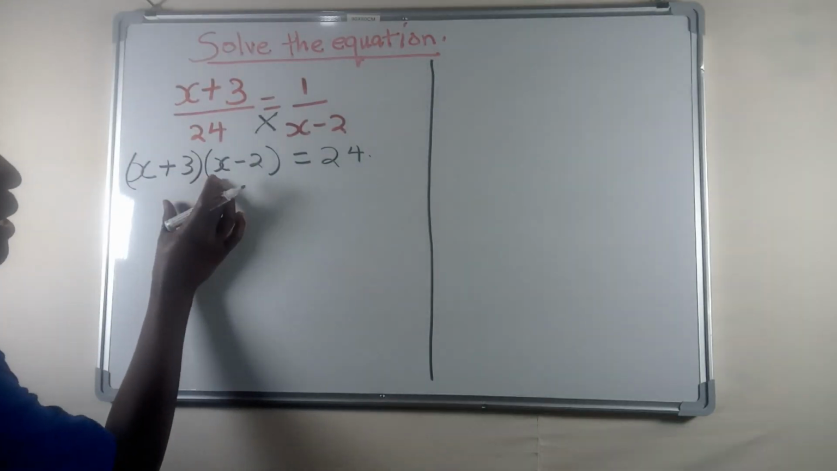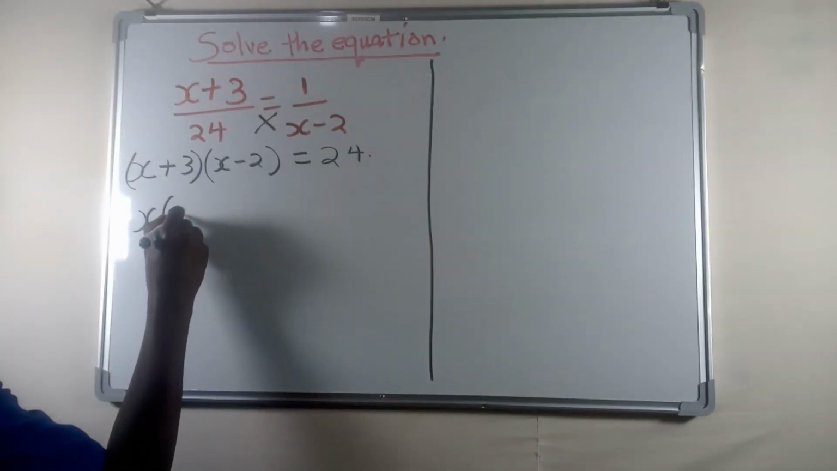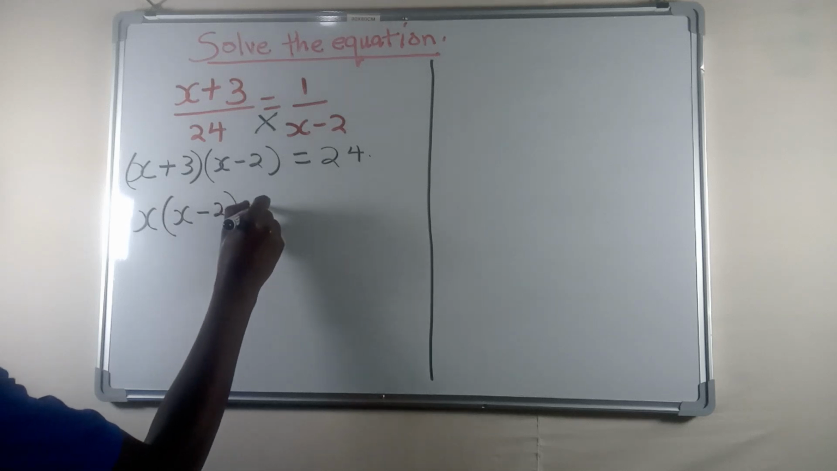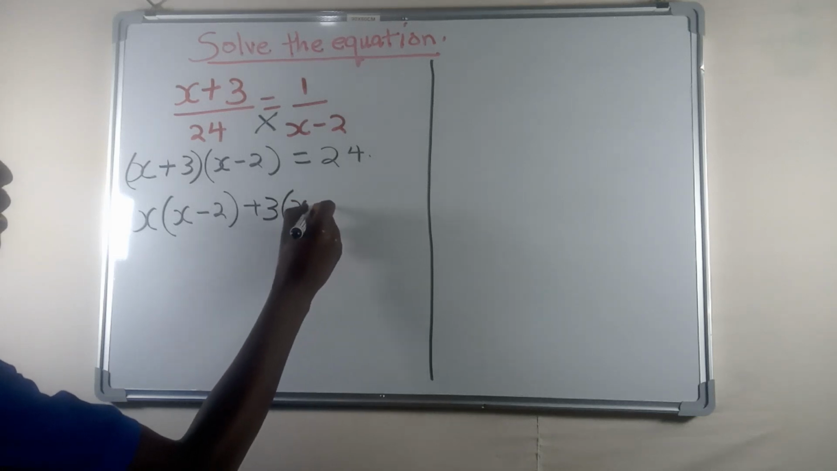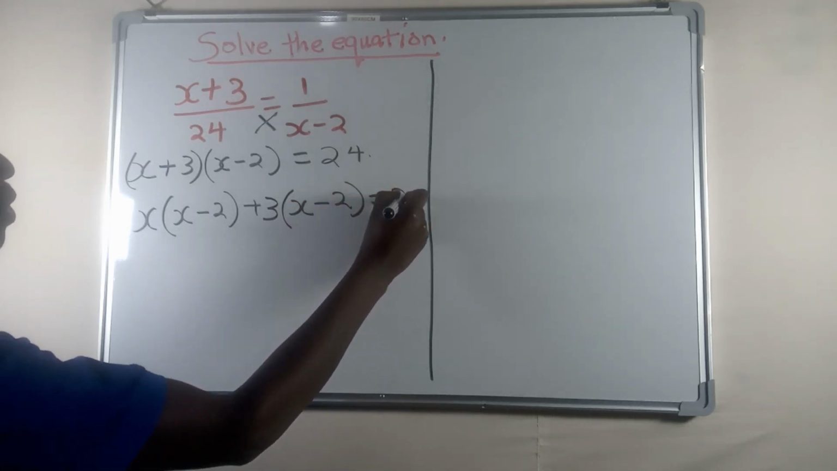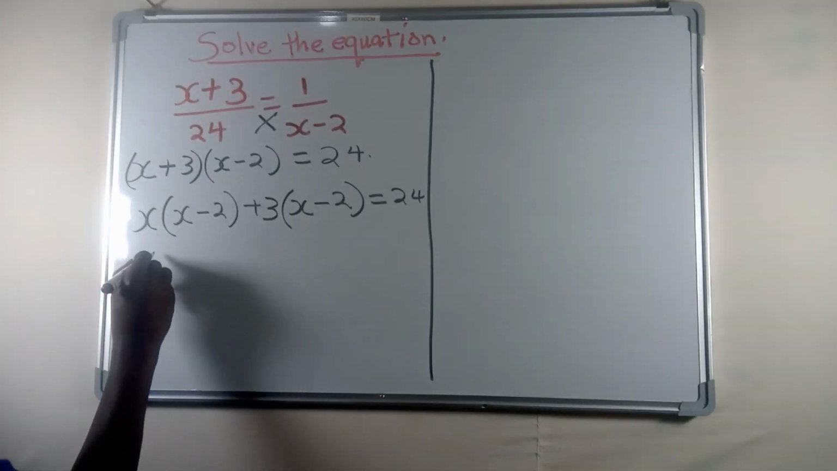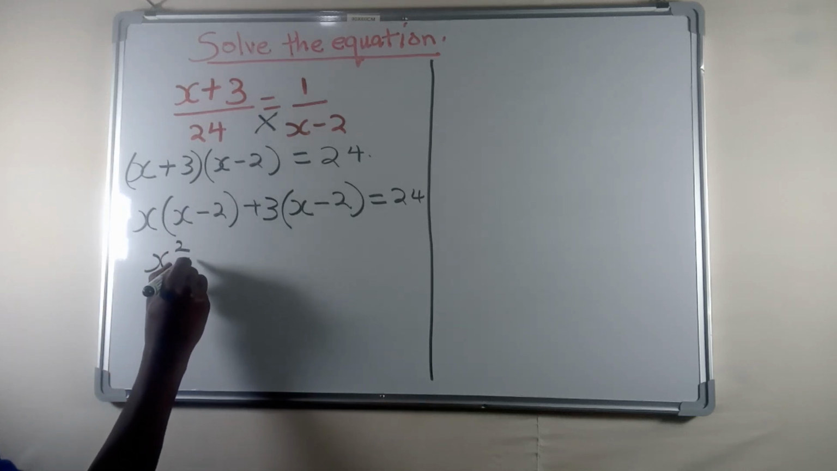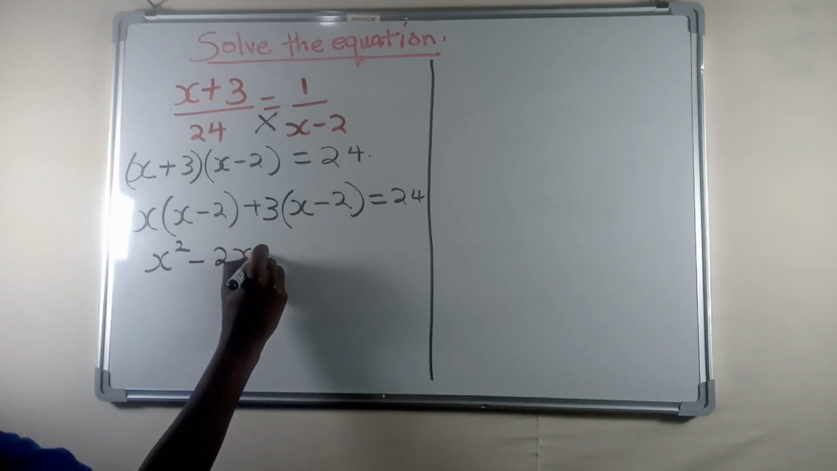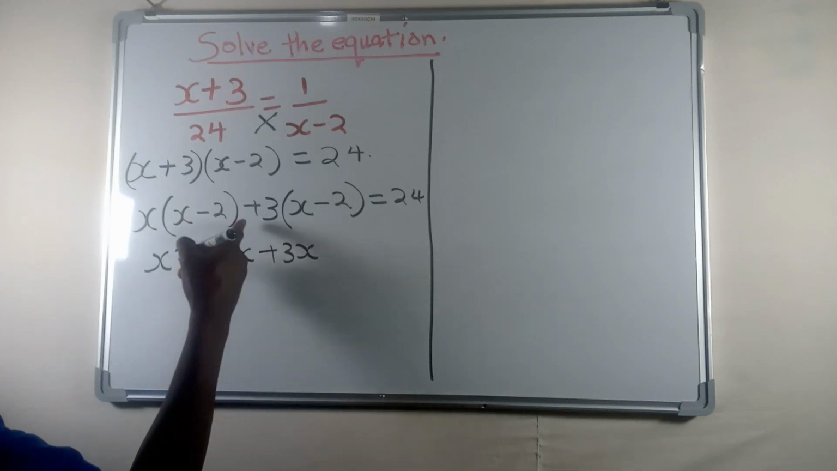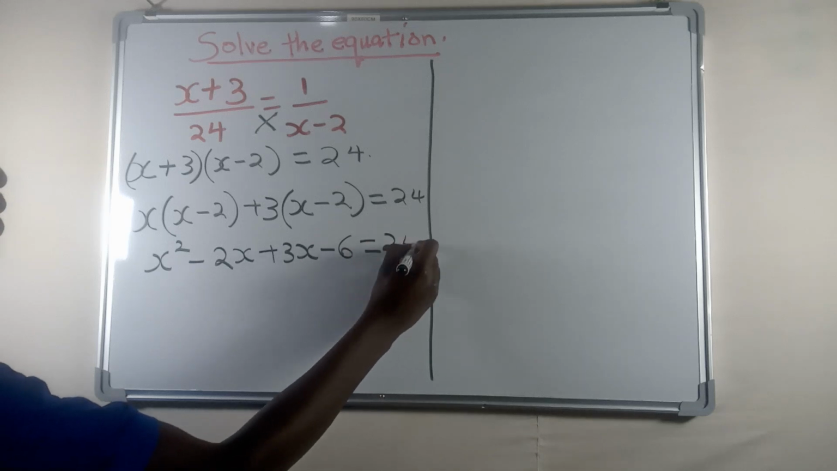Having that, we can expand this using quadratic expansion, and we will have x into bracket x minus 2 plus 3 into bracket x minus 2 is equal to 24. Having that, we can open our bracket, x times x, that gives us x squared minus x times 2 is 2x, 3 times x will be 3x, and plus 3 times minus 2 will be minus 6 is equal to 24.